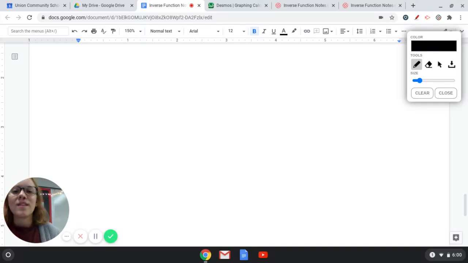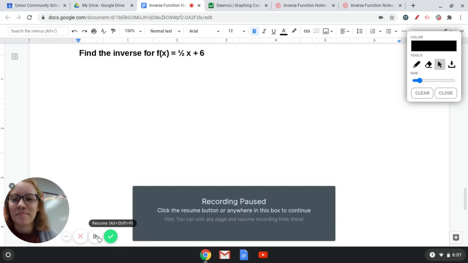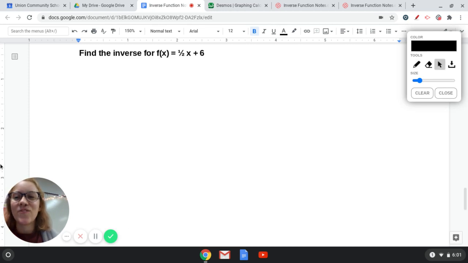All right, everyone. This is just one more practice example. If you're still confused and maybe just want to see another example walked through on video, let's find the inverse for f of x equals 1/2 x plus 6.